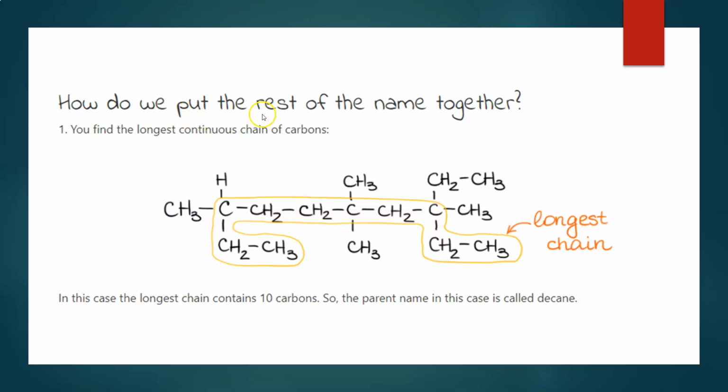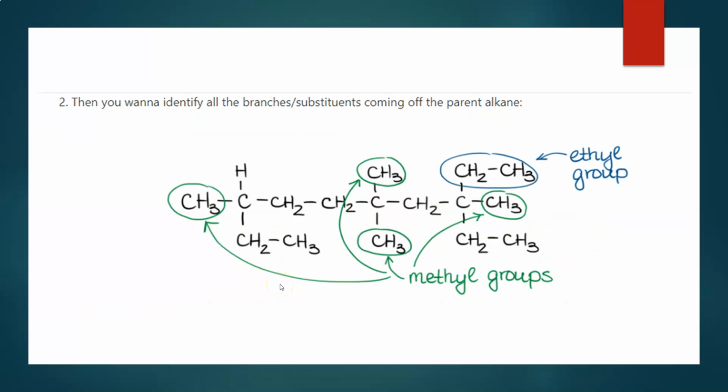How do we put the rest of the name together? Well, we find the longest continuous chain of carbon. In this case, it is this one. The longest chain has 10 atoms of carbon. So the parent name in this case is called decane. And then you recognize the different alkyl groups. In this case, you have 1, 2, 3, 4 methyl groups and 1 ethyl group.